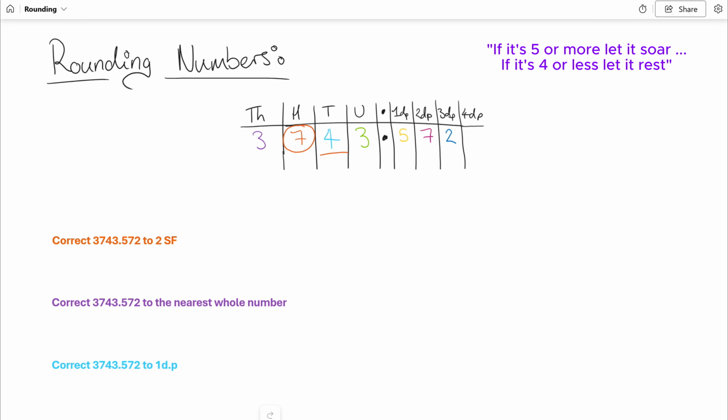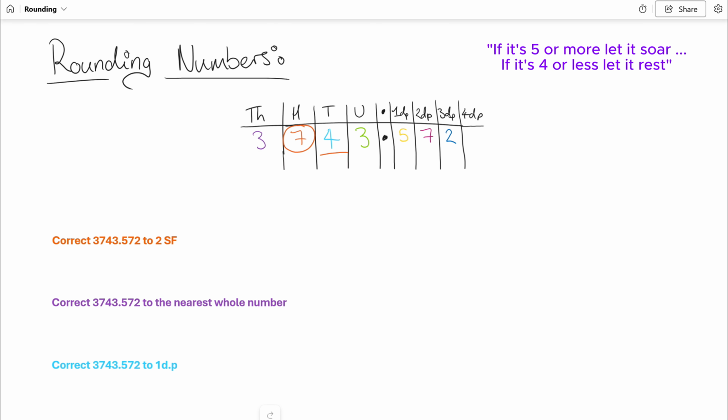And that really means that if the number's 5 or higher, so if it's between 5 to 9, you're going to round up. And if it's 4 to 0, you're going to keep it the same. We don't round down here. We keep it the same.